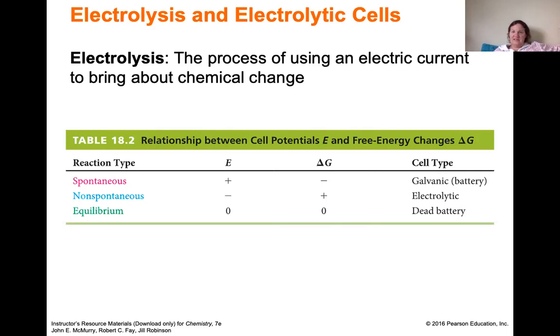If it isn't spontaneous, then the cell potential will be negative, the delta G will be positive, and in order to get that non-spontaneous process to happen, you have to put work in. In this case, because it's a redox reaction, we put electrical work in. If your cell potential is 0, delta G will be 0. The reaction's at equilibrium. Same thing as saying your battery is dead. You can no longer get any work out of a system that's at equilibrium.